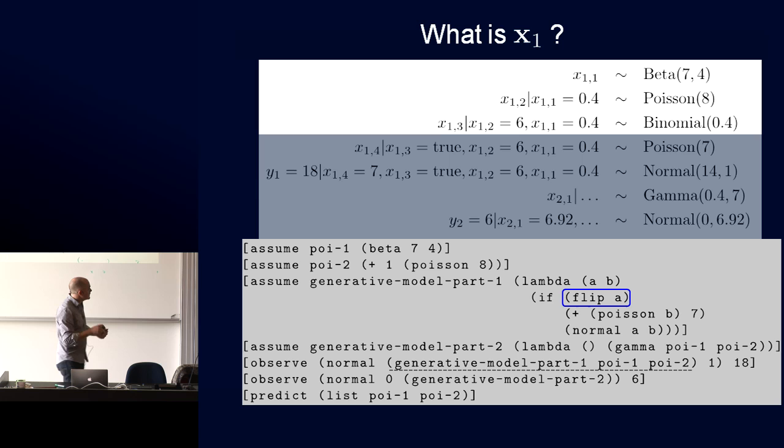We're interpreting this observe line. Okay. And we descend, so we evaluate what normal is, and we descend in, and we evaluate this expression, generative model part one, parameter of interest one, parameter of interest two. We evaluate that. We find out that this is a compound procedure, right? We bind A to whatever the value of parameter of interest one is. We bind B to whatever the value of parameter of interest two is. Okay? What's the value of parameter of interest two?